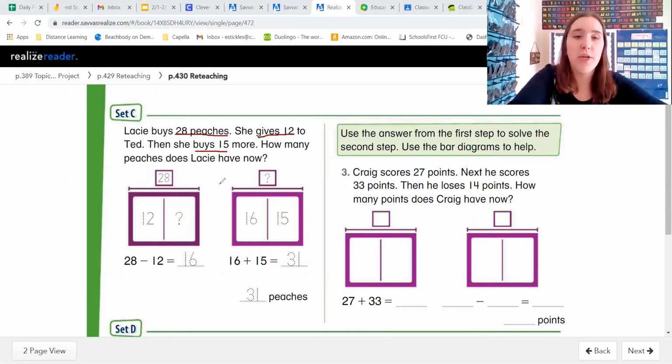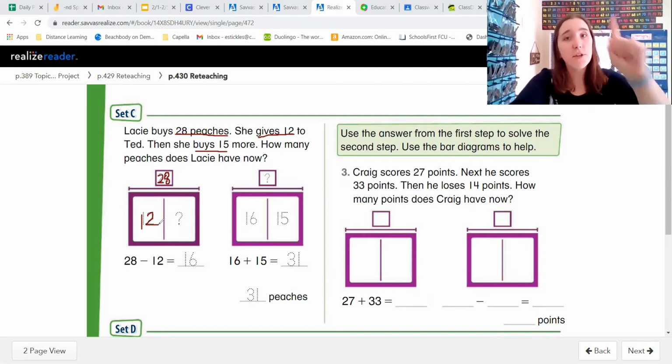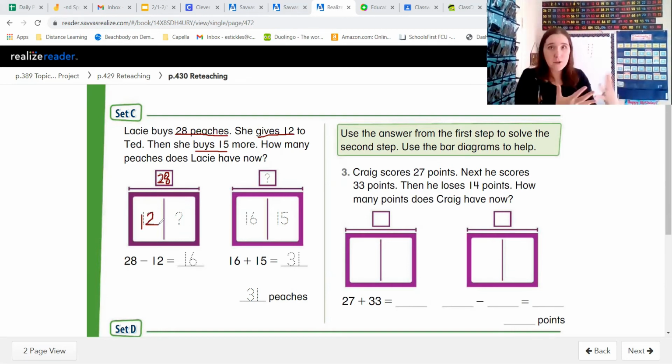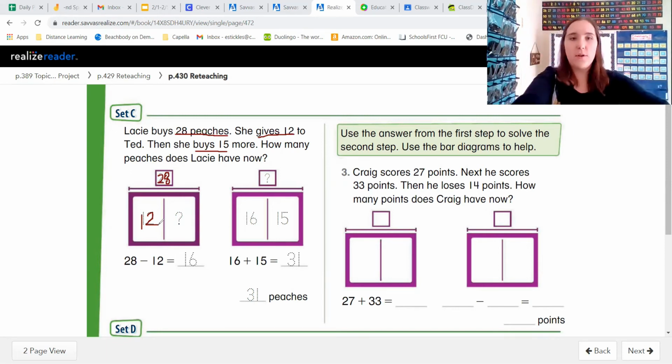So let's start with what she has first. She buys 28 peaches. And we're going to put this in the top because we know that she gives away some. So 28 is the total before she gives away her 12 peaches to Ted. So our first step in this problem is going to be to figure out, after she gives away 12 peaches to Ted, how many does she have? So let's solve that first.